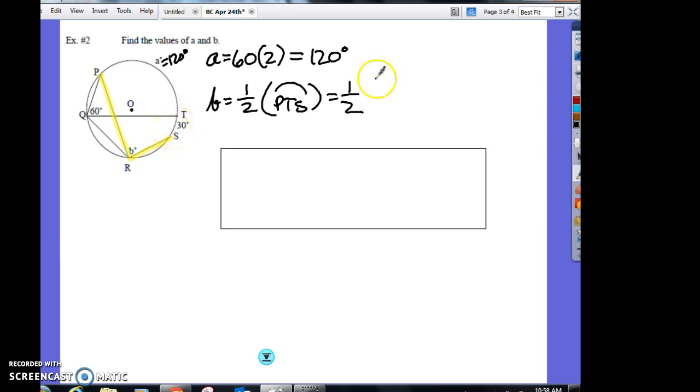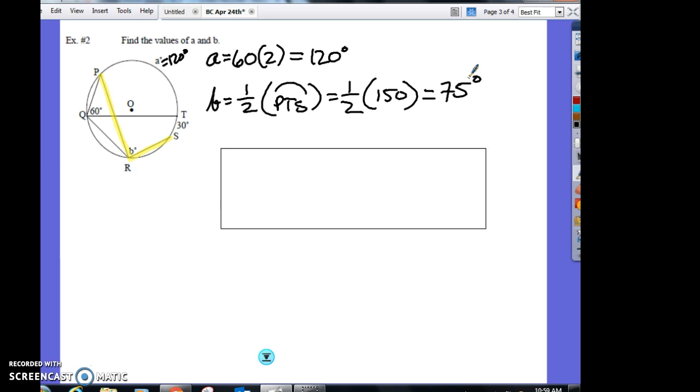So it's actually a total of 150 we're going to take half of, not 120. And that will give me an arc, that will give me 75 degrees for angle B. Okay, so a little bit different might help to highlight your inscribed angles.